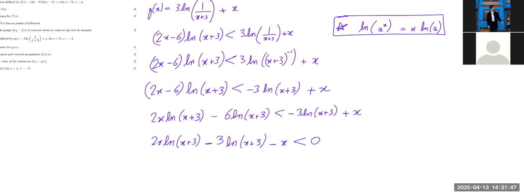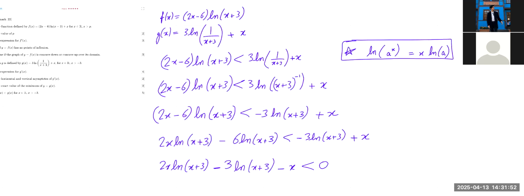If you want, I do have a mark scheme. Yeah, you'll have to look at that.